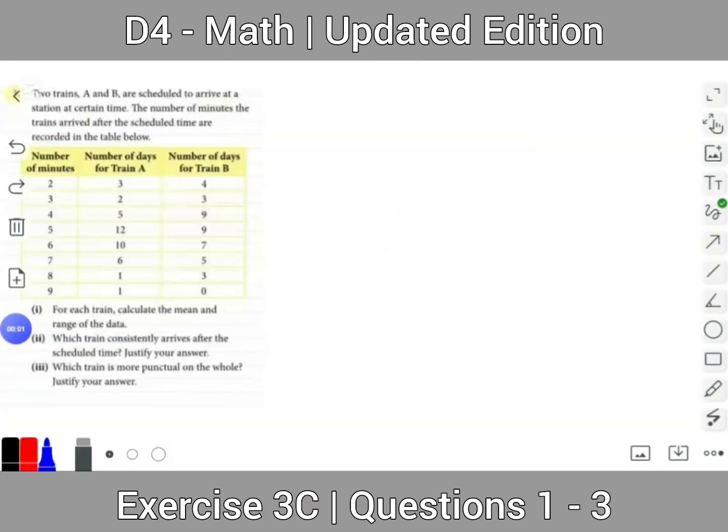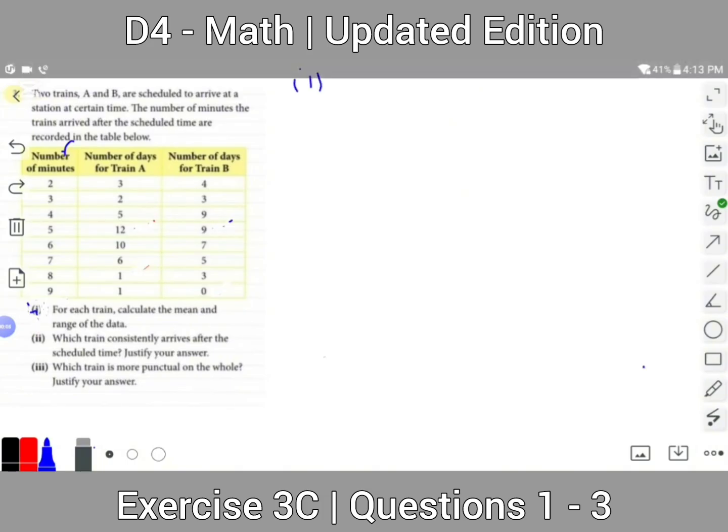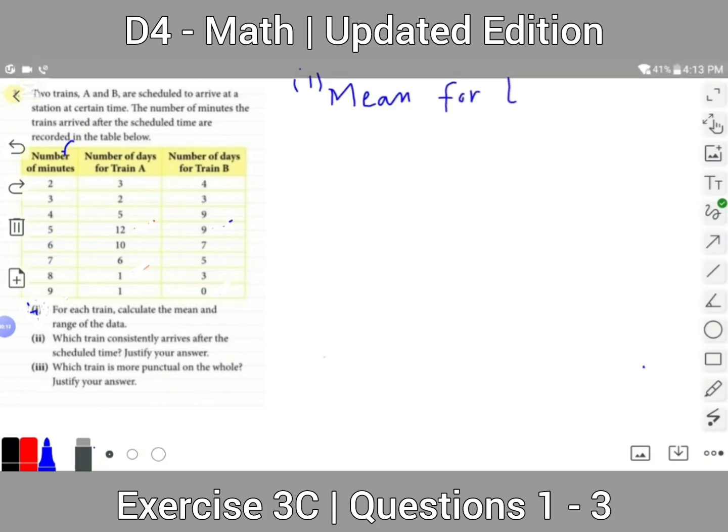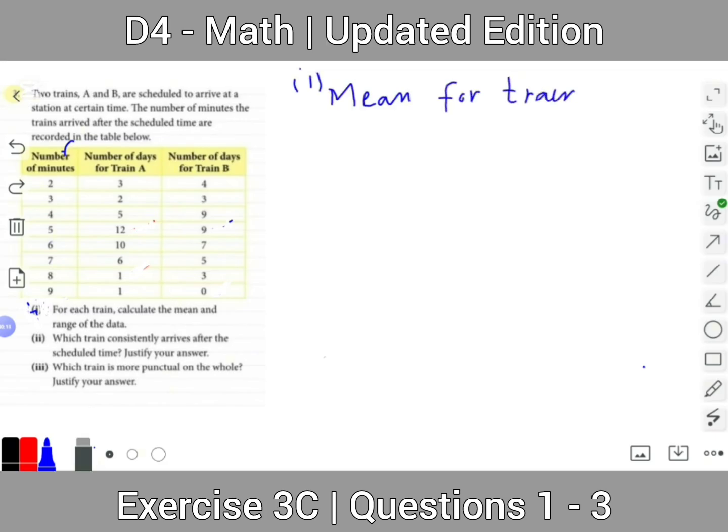Question 3. Two trains A and B are scheduled to arrive at a station at a certain time. The number of minutes that trains arrived after this scheduled time are recorded in the table below. In part 1, for each train, calculate the mean and range of the data. So, to find out the mean for train A, we will use the formula summation fx divided by summation f.